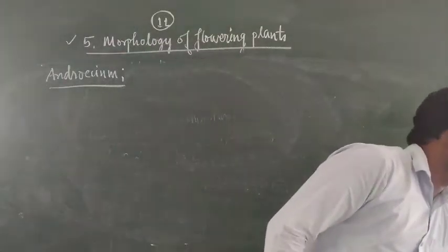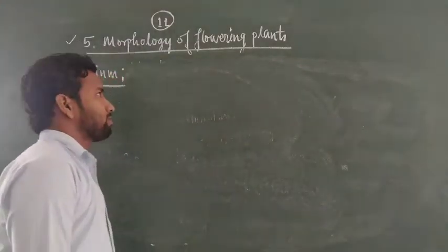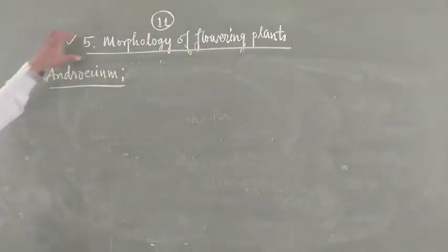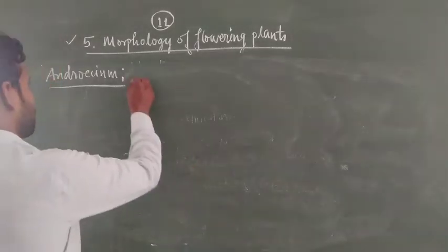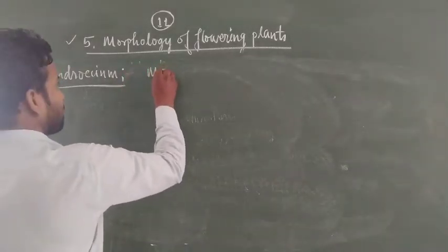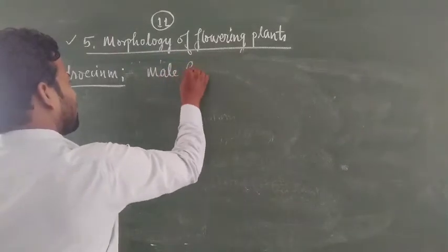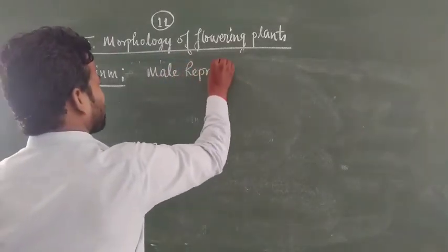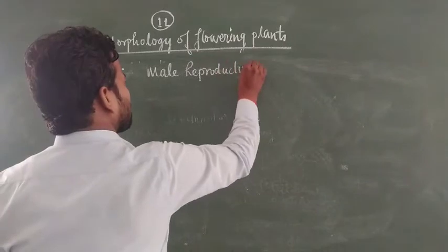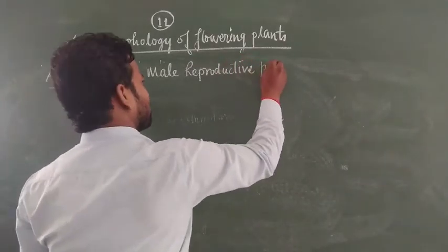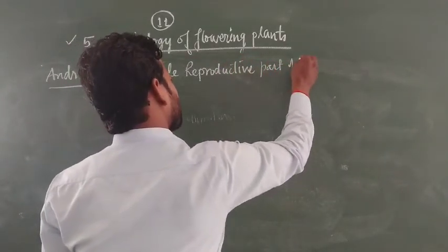Today we are going to learn a topic, Androecium, under the chapter Morphology of Flowering Plants of class 11th. Androecium is the male reproductive part of the flower.